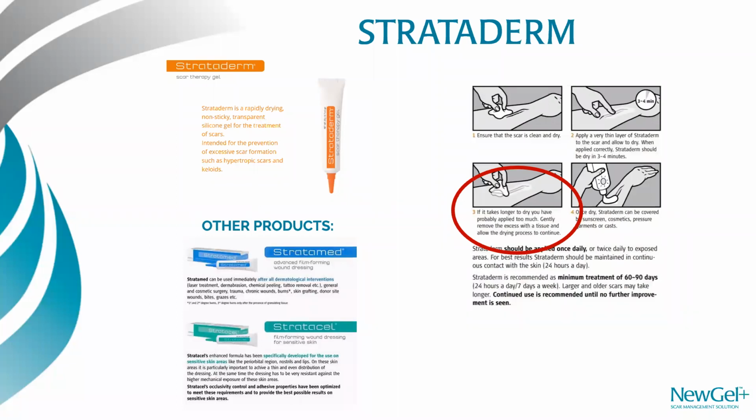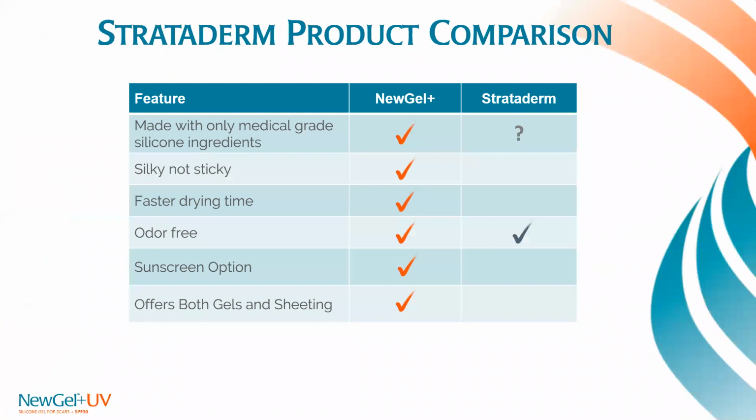Their idea is to have a product that can be used from the time the final suture is made until 3 months later, where you have the final scar outcome. So that is their product line. They do not offer any sheeting, just these three products, and no products with UV. So here's a side by side.